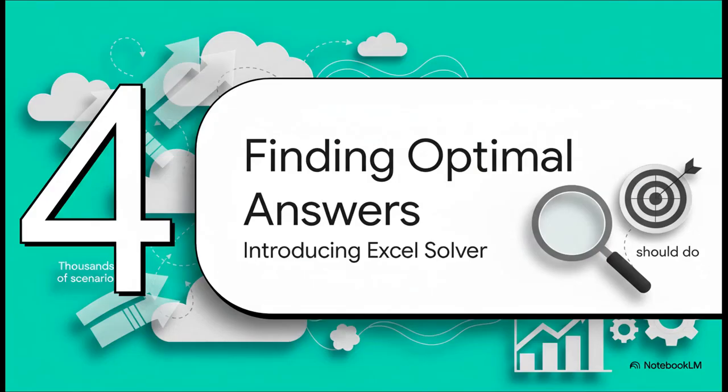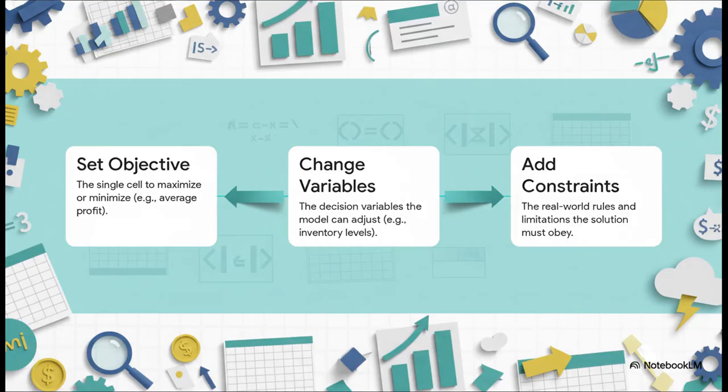So, great. Our model can now describe what might happen across thousands of different scenarios. But that's only half the story. That's descriptive. We want to be prescriptive. How do we find out what we should do? Well, for that, we need an optimizer. And for that, we bring in the heavy hitter, Excel Solver.